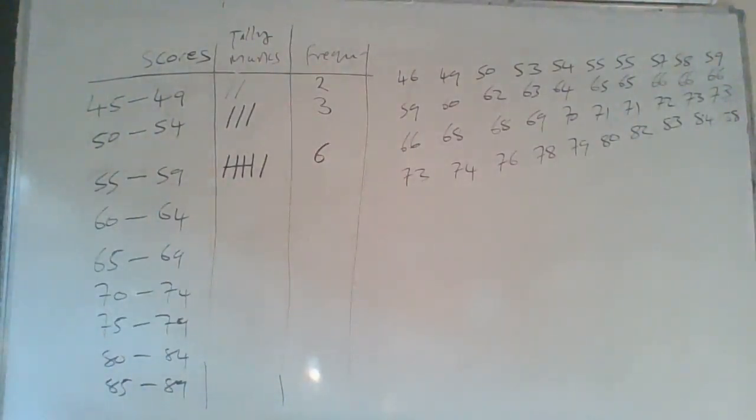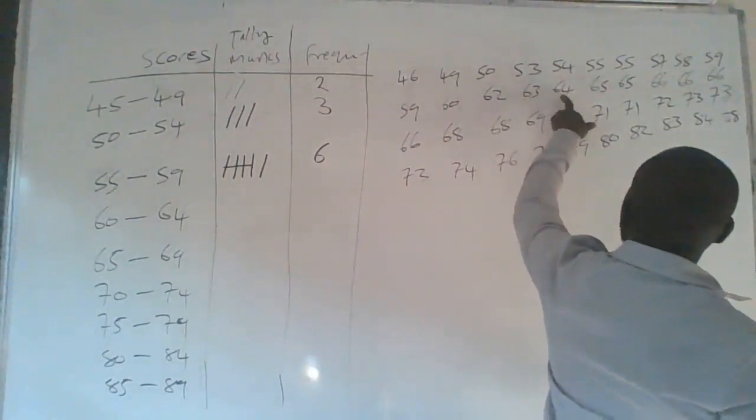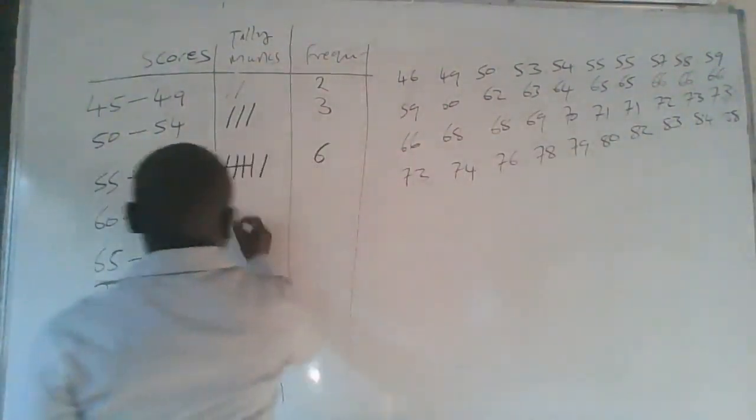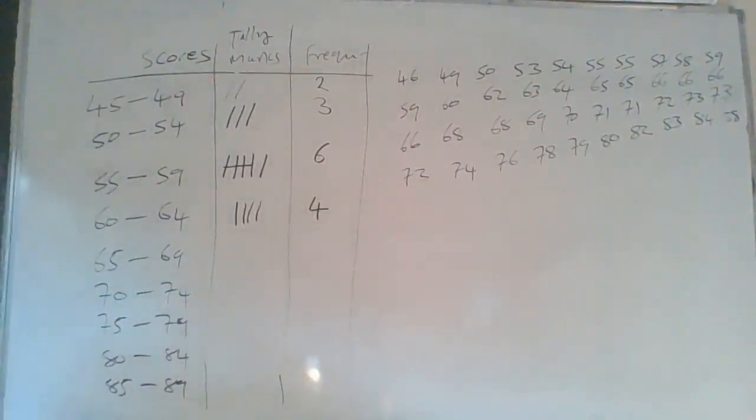We go to the next class. So we have 60 to 64. We start from here. We count how many are in that class. So 1, 2, 3, 4. So there are only 4, and then we put a 4 there.